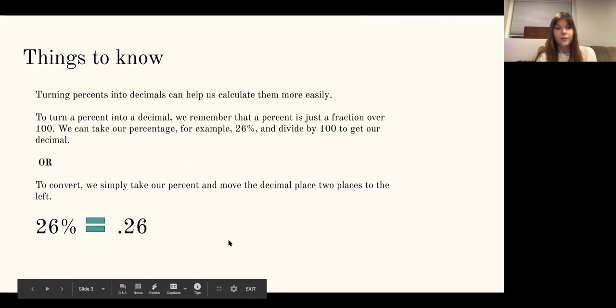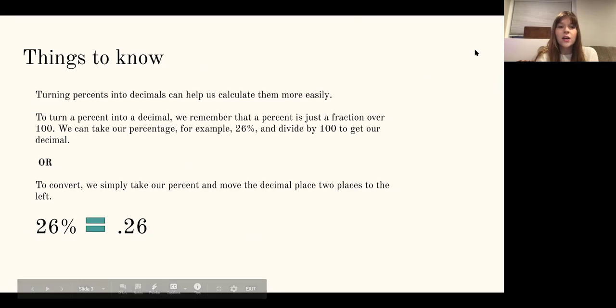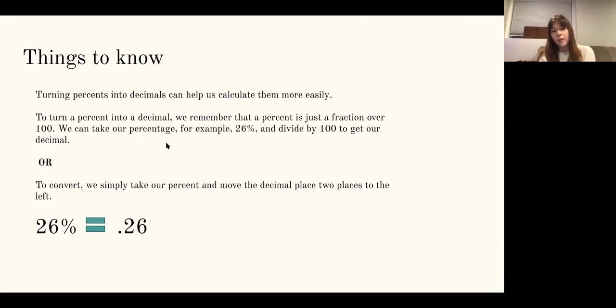So some things to know. Turning percents into decimals can help us calculate them more easily. To turn a percent into a decimal, we remember that a percentage is just a fraction over 100. We can take our percentage, for example, 26%, and divide by 100 to get our decimal. Or, to convert it simply, we can take our percent and move the decimal place 2 places to the left, turning 26% into 0.26.